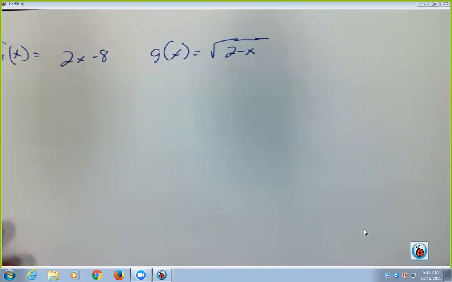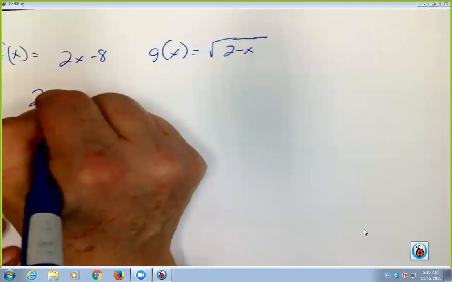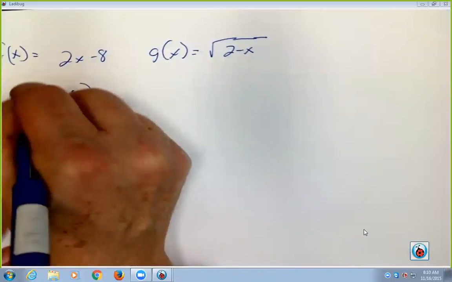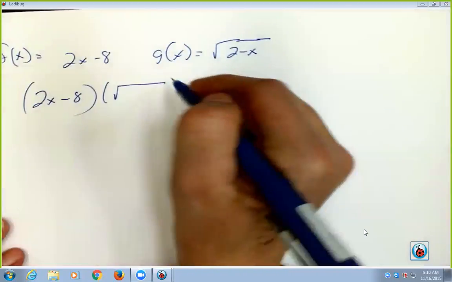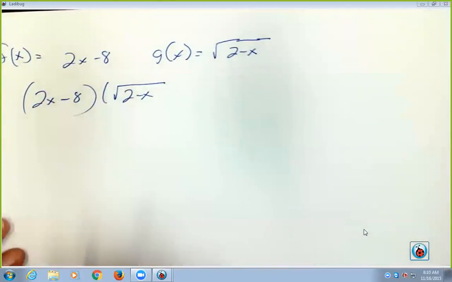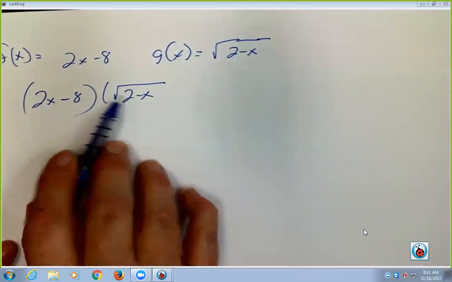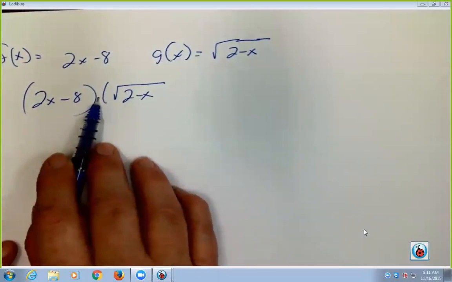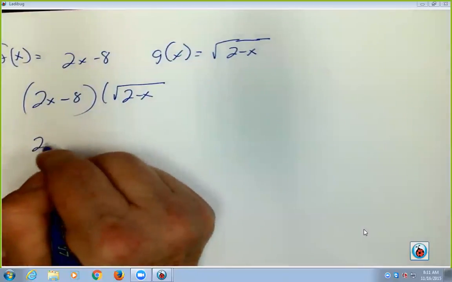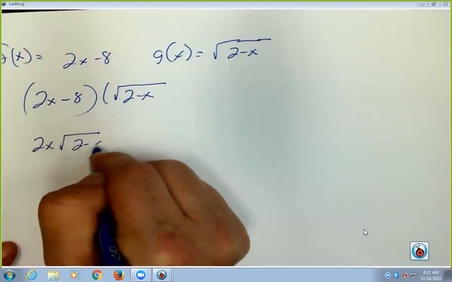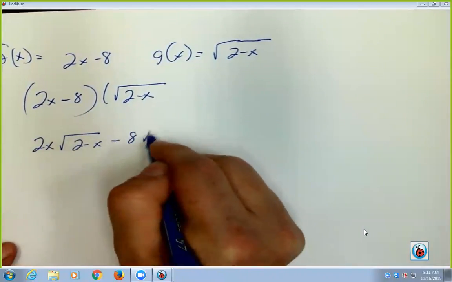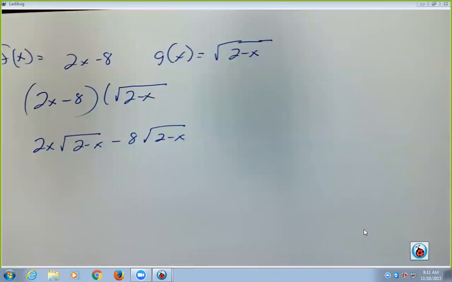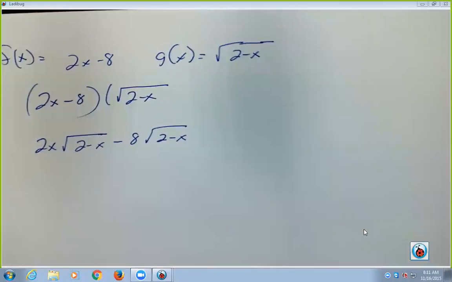Okay, now the only thing we can do if we multiply this is just simply multiply it by each piece. You can't really work it out. So all you can come up with is 2x, the square root of 2 minus x, minus 8, the square root of 2 minus x. That's all you can do to it. Can't do anything else to it. It's the max of what we can do to it.